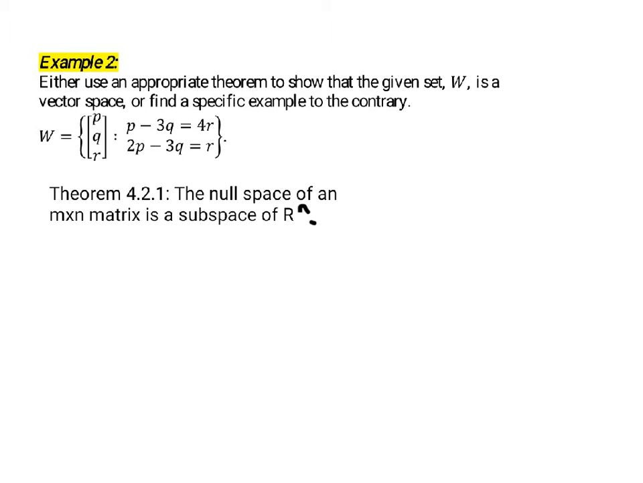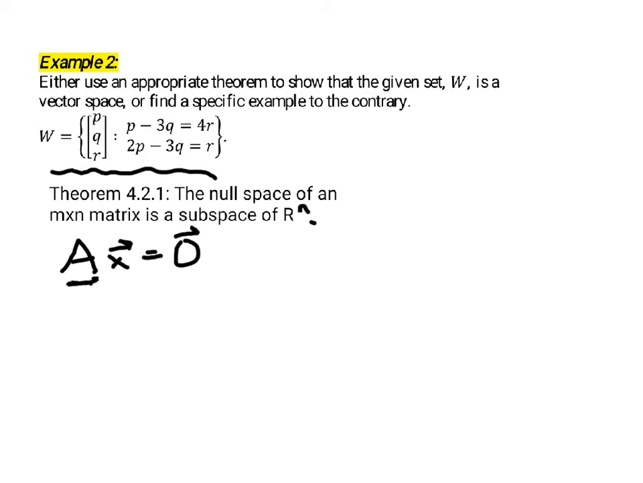So remember that the null space of an n by n matrix would be the solution set to this equation. So it's the set of vectors x for which A times x is equal to the 0 vector. That's the null space of the matrix A. So the trick in this problem then would be to write this set W as the null space of some n by n matrix.